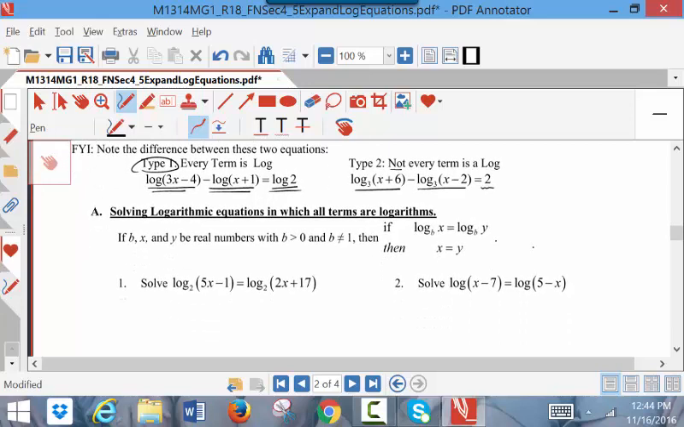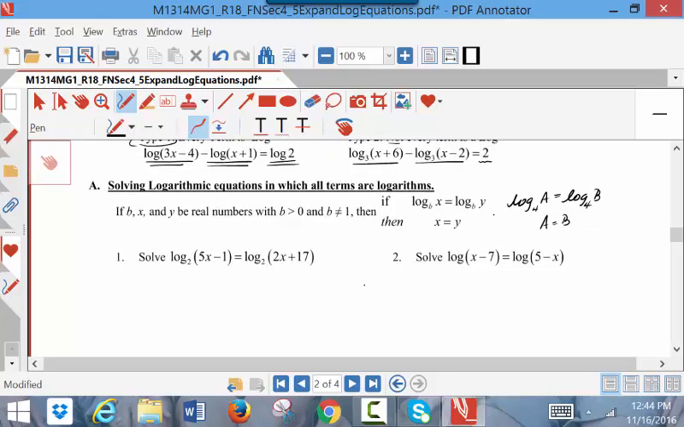All right. So in this section, there is a property that says that when you have two logarithms equal to each other, something like log base 4 of A equaling log base 4 of B, if the bases are the same and you have one logarithm equal to one logarithm, then you can set the arguments equal to each other. And we use this property when every term in the equation is a logarithmic term. All right? So let's take a look at it.